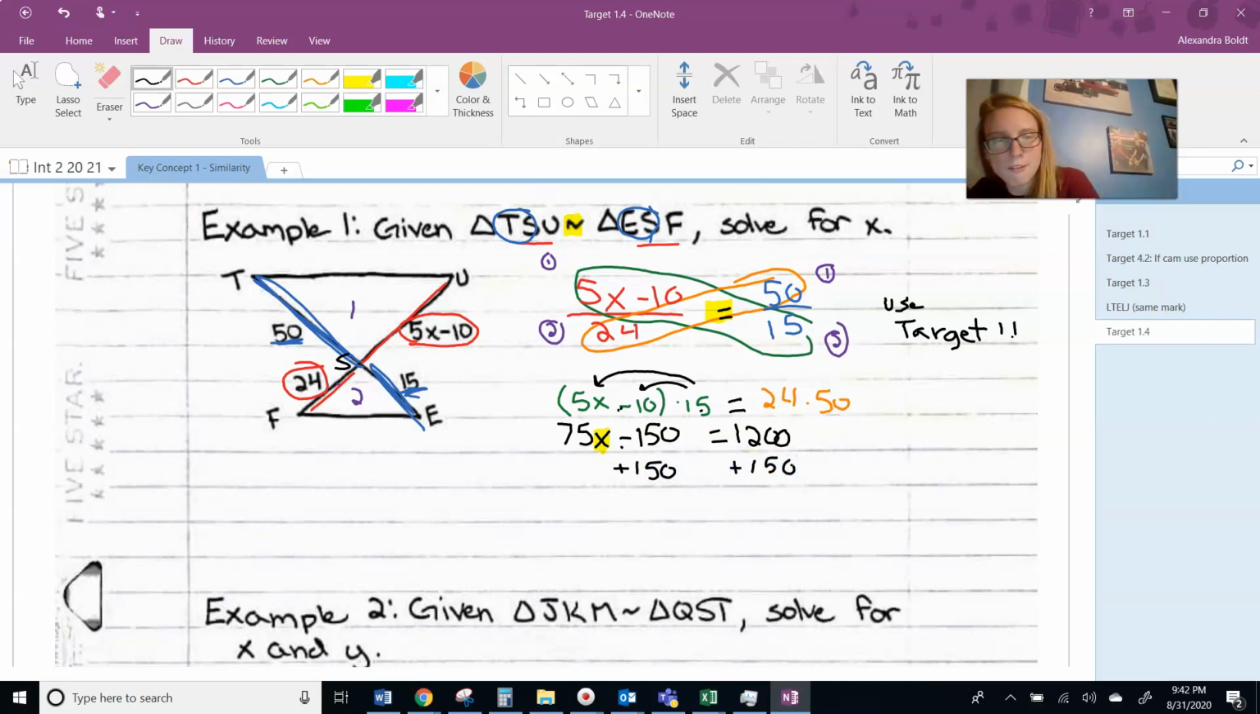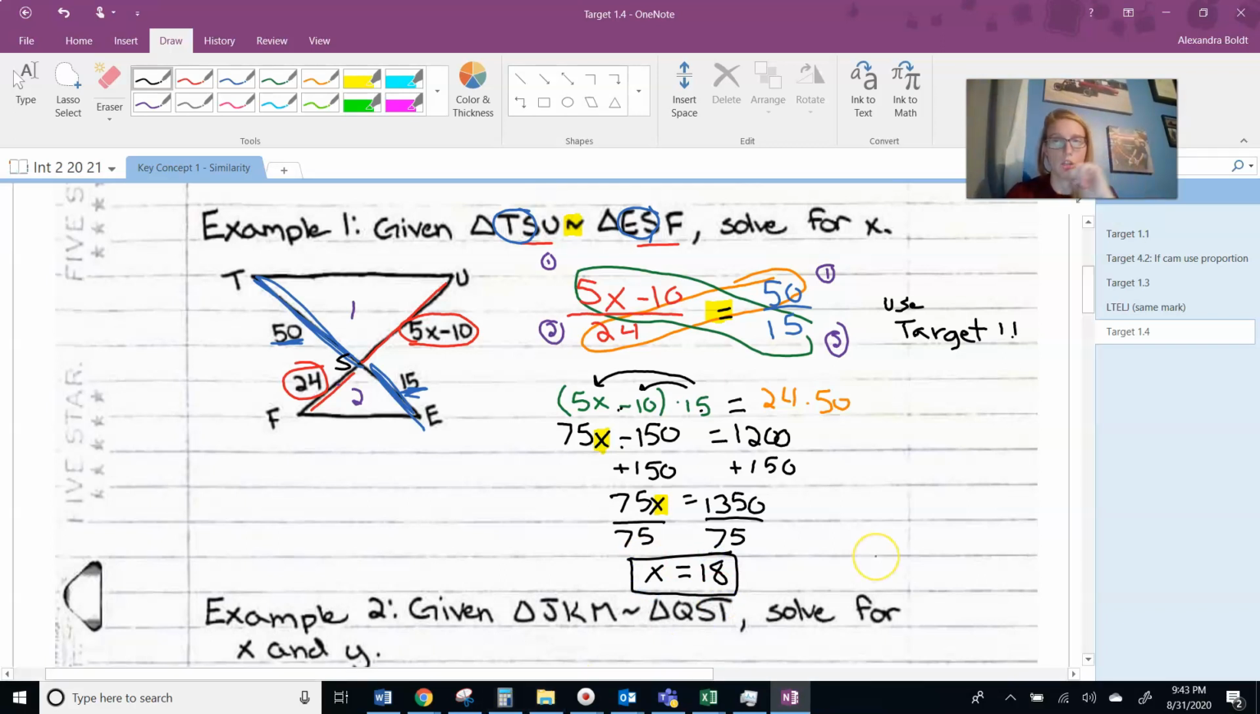So I now have 75x equals 1350. Again, I'm still solving for this x. So I'm going to divide by 75, divide by 75, and I get x equals, and 1350 divided by 75. I would expect you need a calculator for this, but again, for sake of time, we do get x equals 18. I believe that you can type that into a calculator.